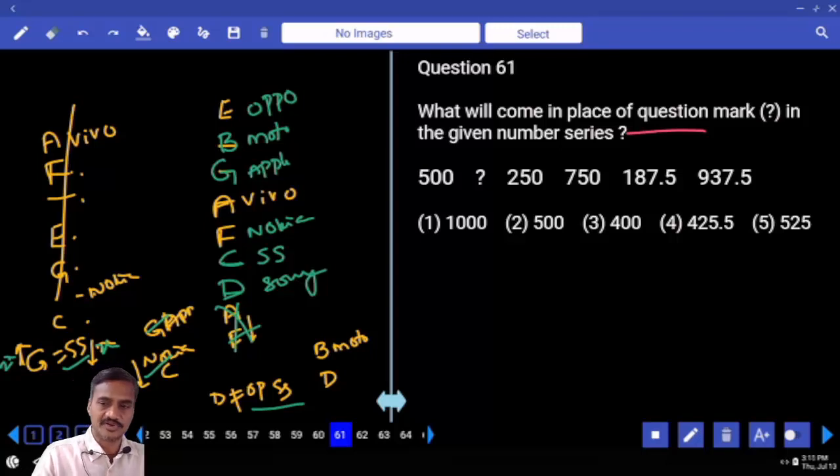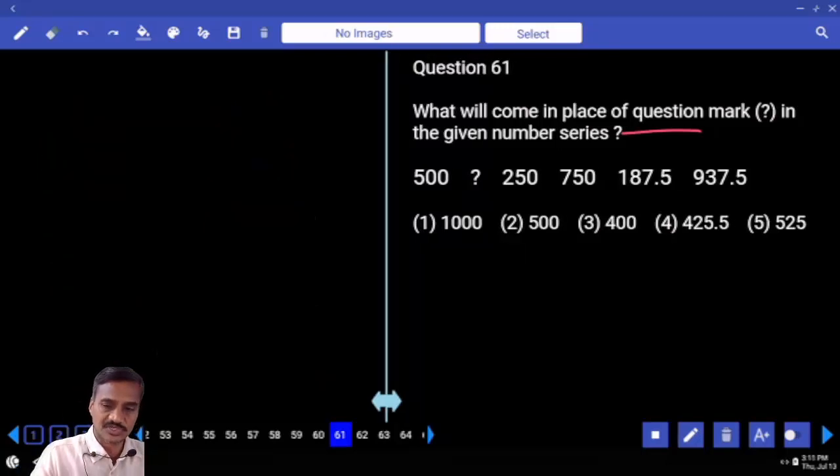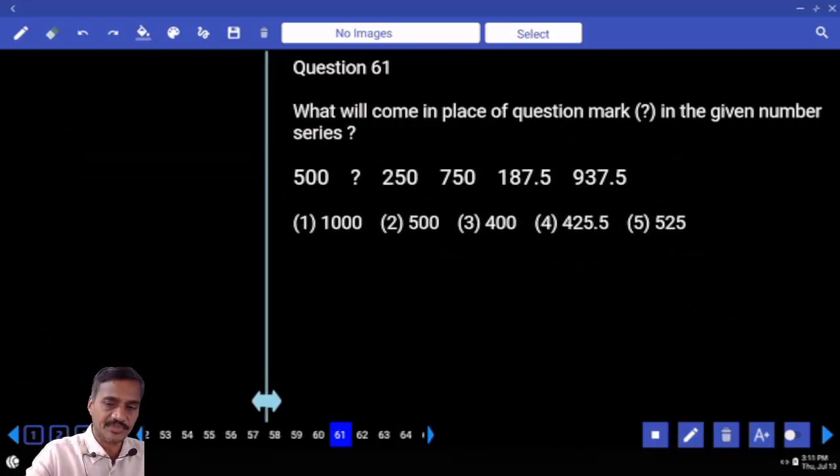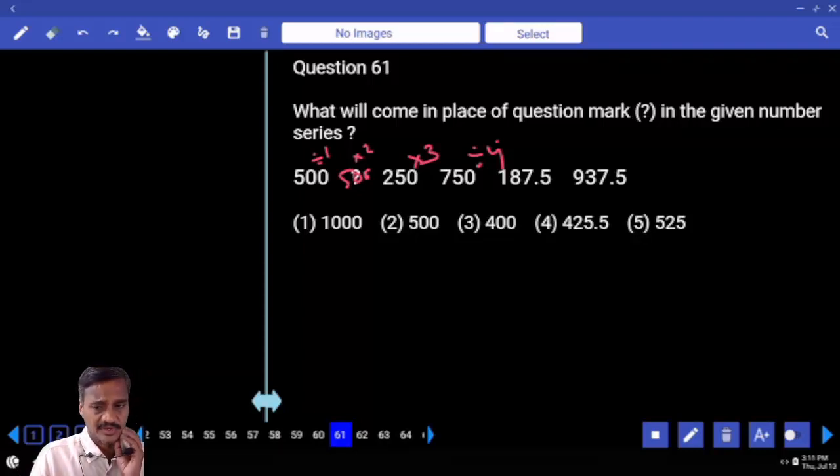Now we need to find out the next number. What happened? 500, 250, 750. Now this is into 3. Now this is divided by 4. Now into 3 divided by 4. Into 2 divided by 1. Now 500 divided by 1 is 500. Now into 1 divided by 2. Now 500 divided by 2. Into 1 divided by 2, into 3 divided by 4, into. And what is the missing number? 500 is the choice.